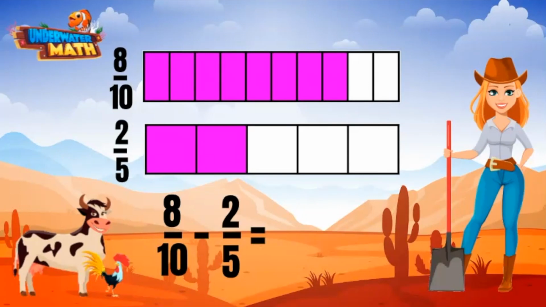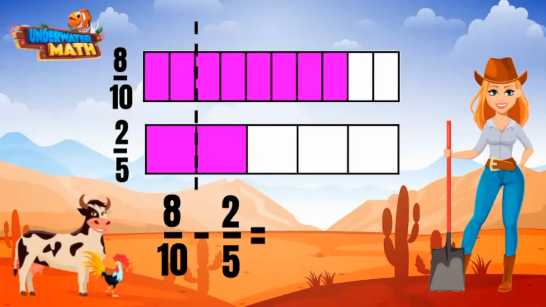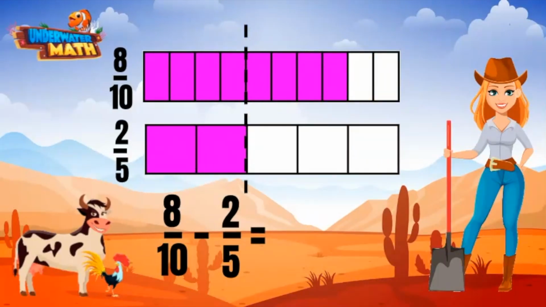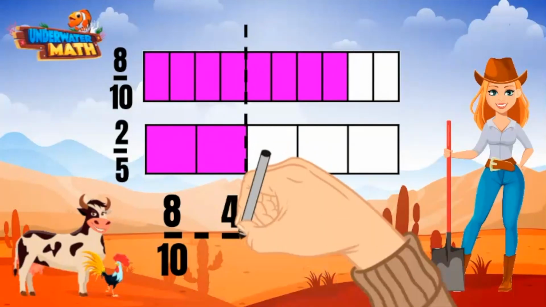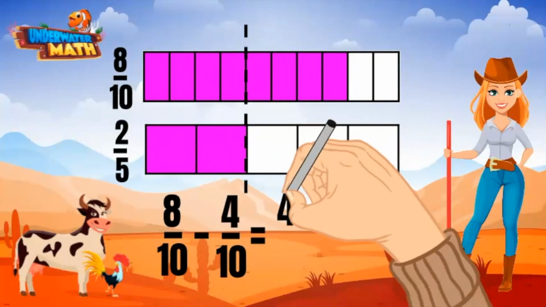We can see the fifths line up perfectly with our tenths and that there are 2 tenths in 1/5. This means there are 4 tenths in 2/5. I am going to replace 2/5 with 4 tenths since we know they are equivalent. Now we can subtract. 8 tenths minus 4 tenths equals 4 tenths.